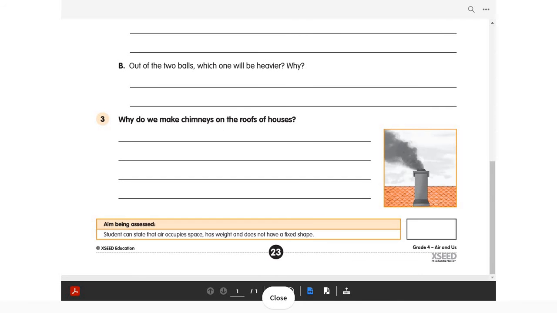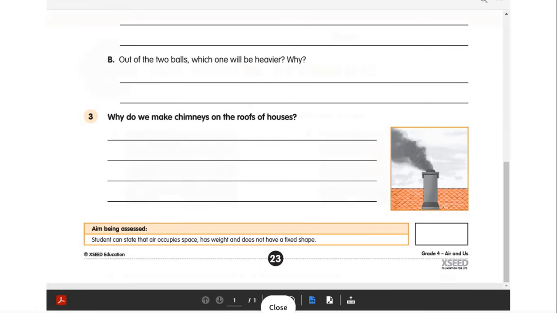Okay. Third question. Why do we make chimneys on the roofs of houses? Come on, let's see the answer. Hot air rises upwards. So, chimneys are made on the roofs of houses so that hot air can easily pass outside.